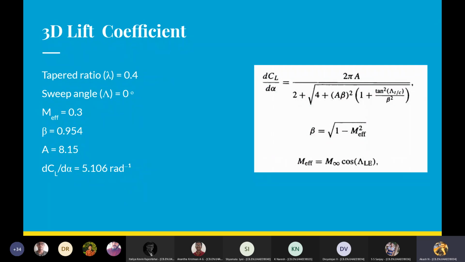And next is the 3D wing coefficient. We have chosen our taper ratio to be 0.4 and sweep angle to be 0 degrees, and our Mach number is 0.3. From that we found beta to be 0.954. Since we are using the aspect ratio as 8.15, and substituting all these in the dCL/dalpha formula as shown, we found it to be 5.106 per radian.